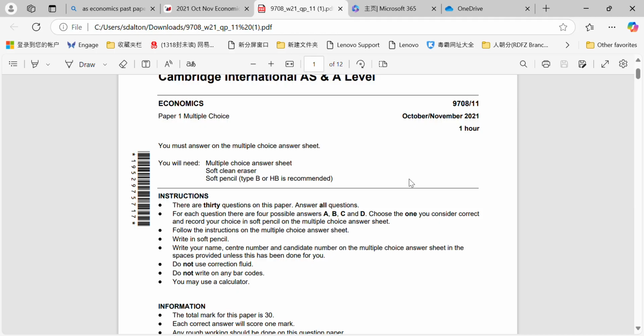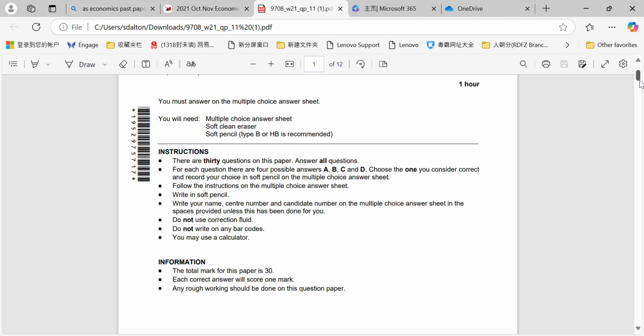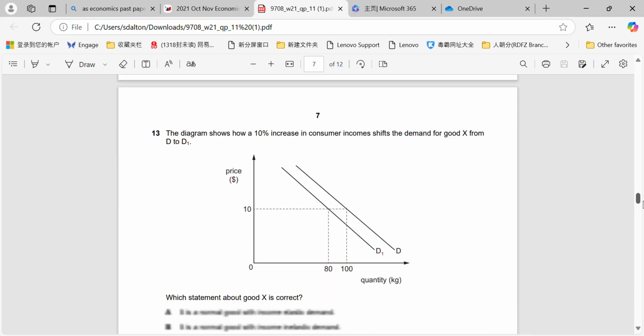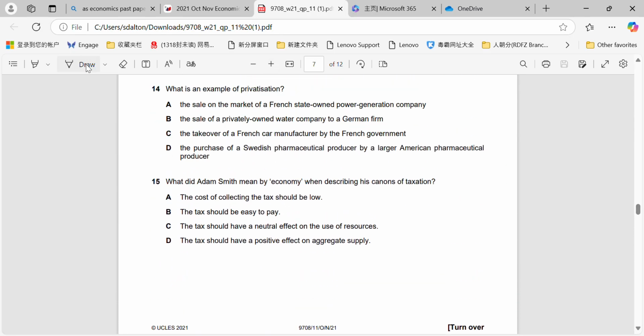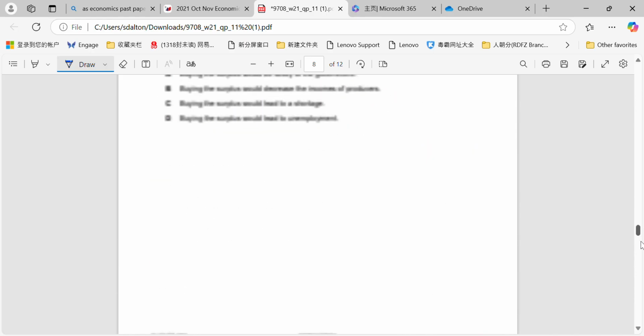Okay, so today we're doing October-November 2021, question paper 11. 2 questions not relevant to syllabus. Question 15, canons of taxation, and question 25.